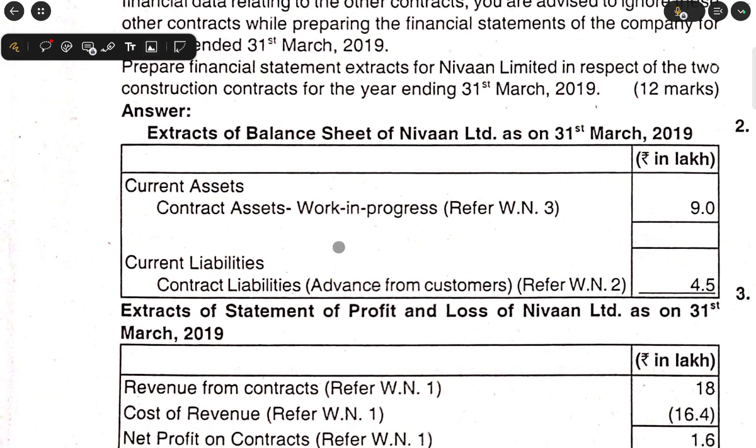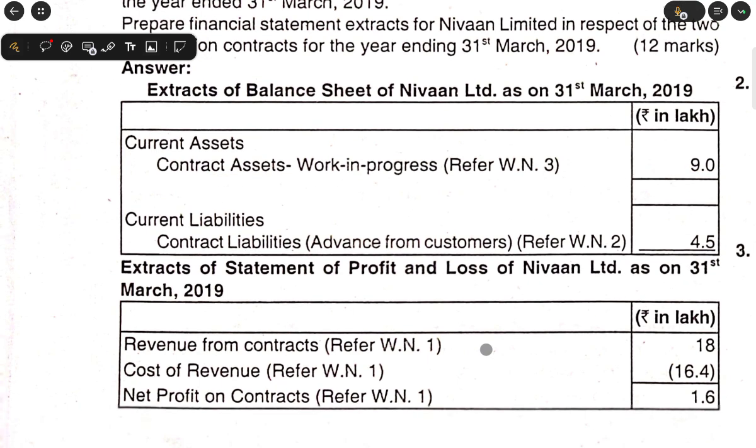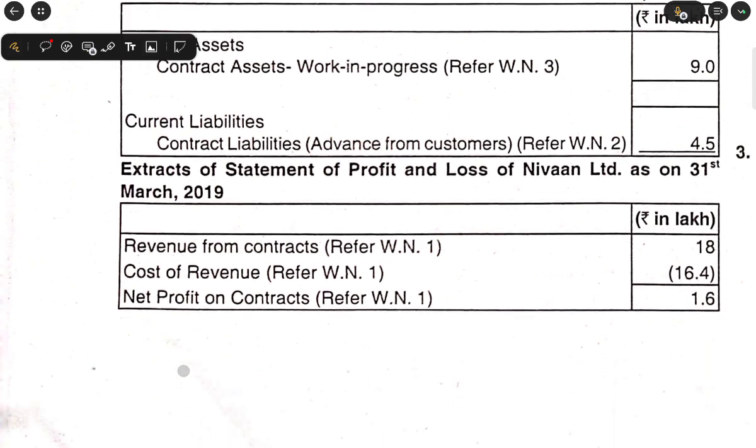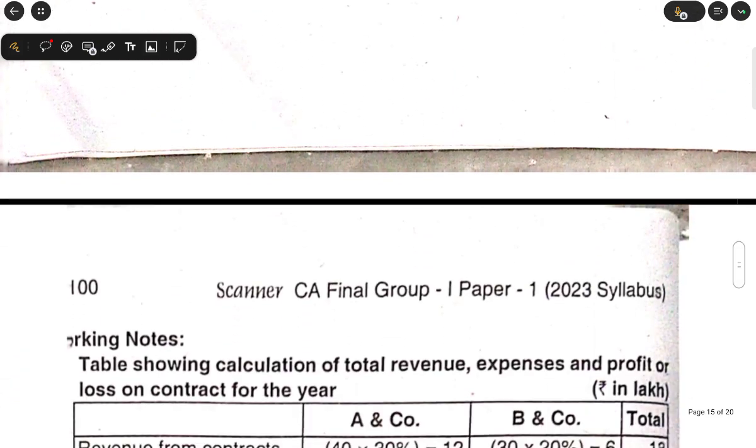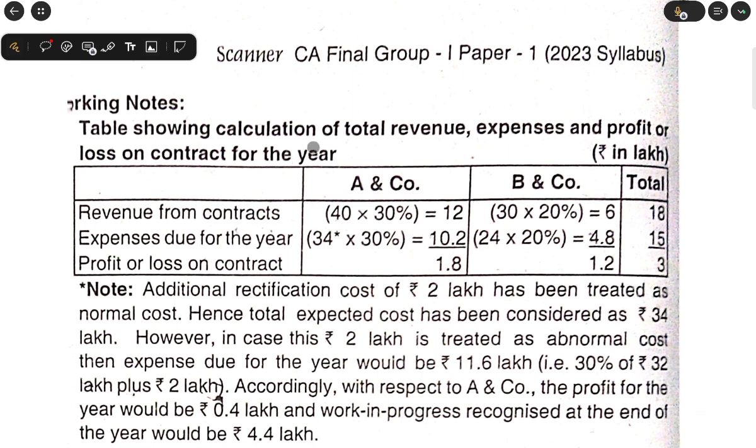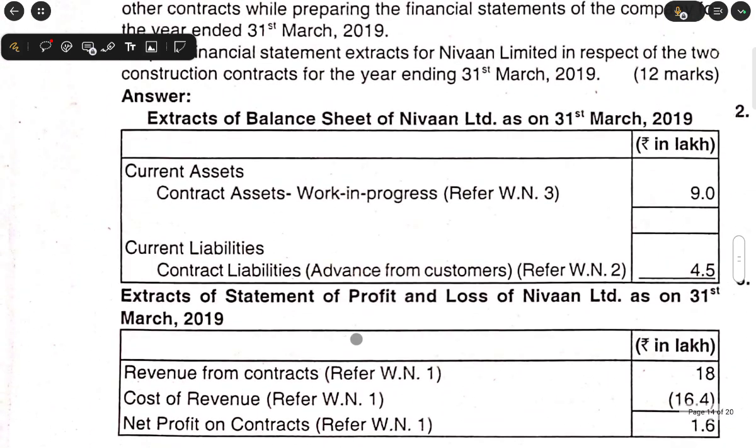The current asset, capital work in progress, is 9 crores, and the contract liability is 4.5. Now extract the statement of profit and loss: revenue from contract, cost of revenue, net profit. Table showing the total revenue: total cost 40, total cost 30, 20% completed, 20% completed, 6, 6, 12. Expenses during the year 34 at 30%, 1.5, 24 at 20%, 4.5. So profit 1.8 and 1.2, total 3 crores. So revenue 18 crores, expense 15 crores, profit 3 crores. That's it. Then contract asset 9 crores. How?